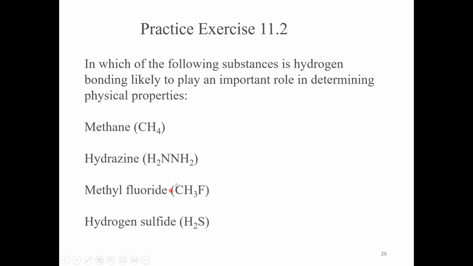And then with the middle two, hydrazine, we've only got nitrogens and hydrogens. So there has to be a nitrogen bonded directly to hydrogen. So we could have, and we will have, hydrogen bonding occur in hydrazine. We'll actually have it quite a bit because we'll have each of these nitrogens bonded to two hydrogens. And then with the methyl fluoride, in this case, we will have hydrogen, we will have fluorine.